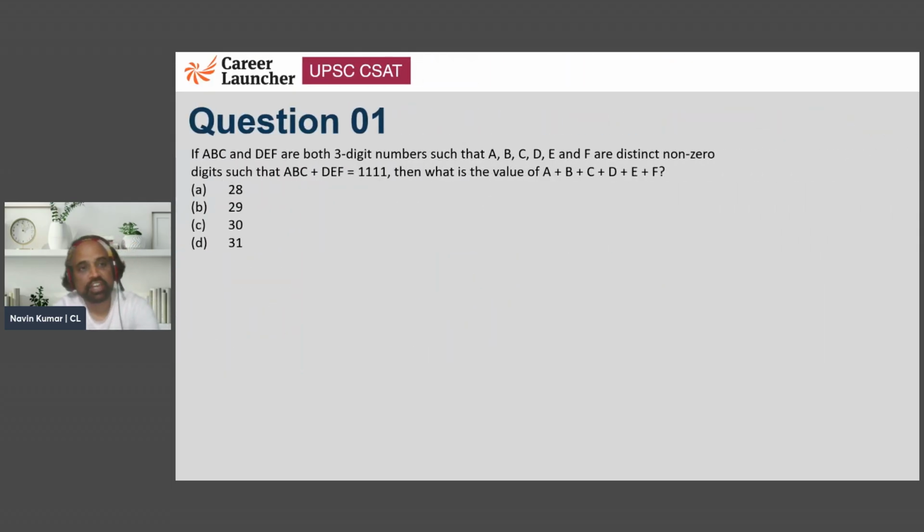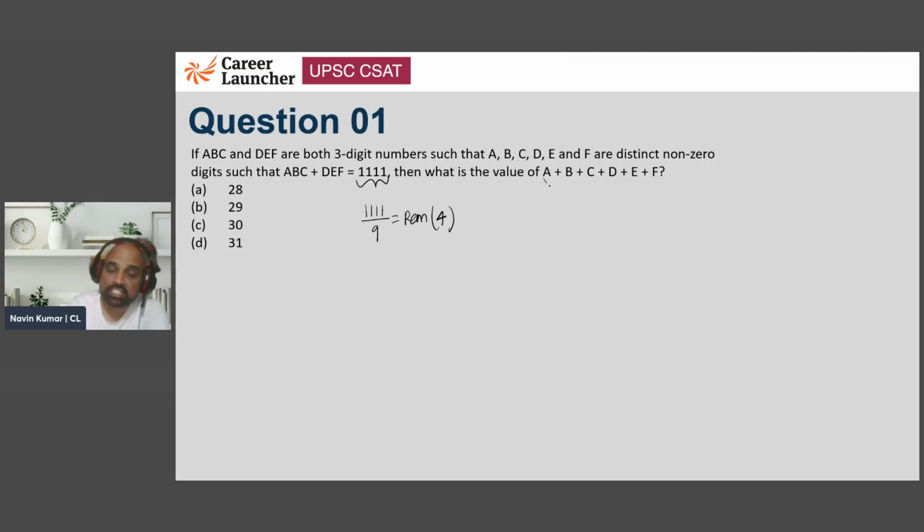The first question is: if ABC and DEF are both 3-digit numbers, such that A, B, C, D, E, and F are distinct non-zero digits, such that ABC plus DEF is equal to 1111, then what is the value of the sum of all the digits from A to F? Well, it's pretty simple. What we have to do is divide 1111 by 9 and get the remainder. When I divide 1111 by 9, the remainder is what the sum of the digits gives me, which is 1 plus 1 plus 1 plus 1, which is 4.